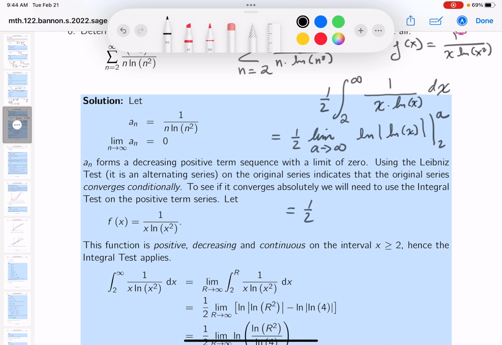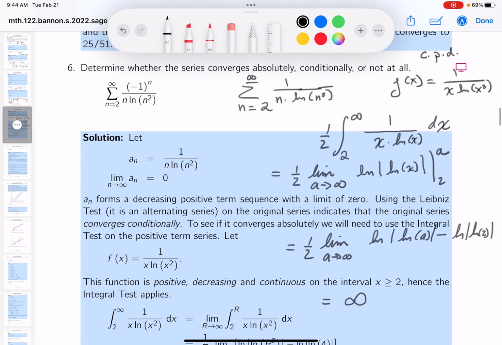So it's going to be 1/2 limit a goes to infinity. And let's write this down. So it's going to be natural log of the absolute value of the natural log of a minus ln, the absolute value, ln 2. All right, let's see if we can do that limit. And what would that give me as a goes to infinity? Well, unfortunately, it's infinity. All right, so I know this thing is not absolutely convergent. I know that much.